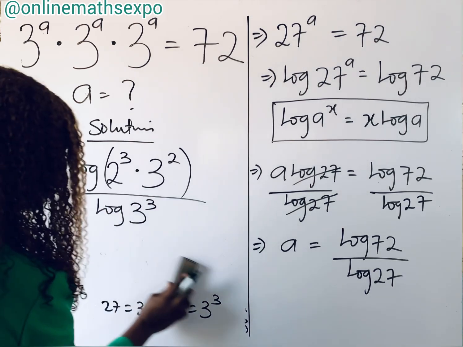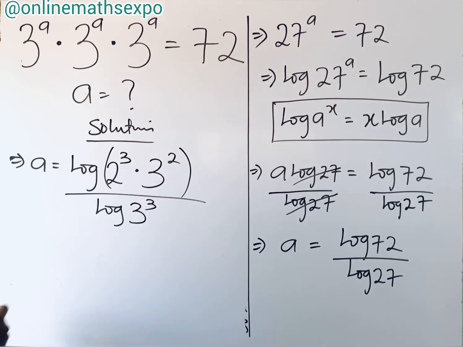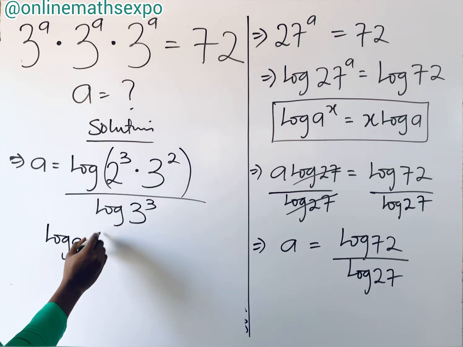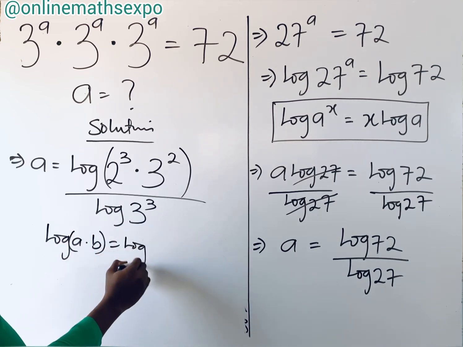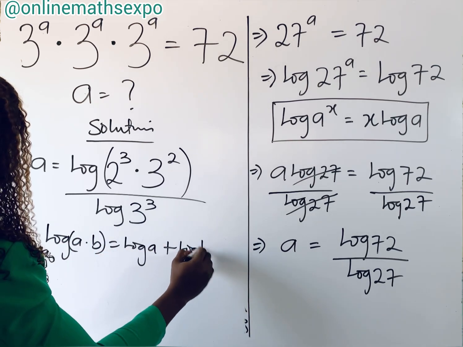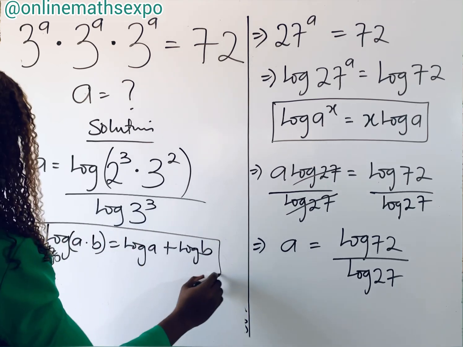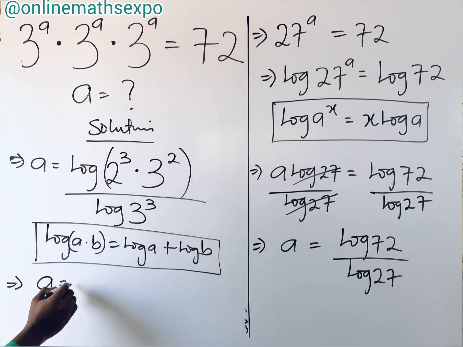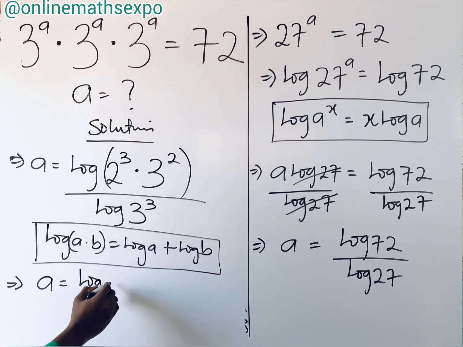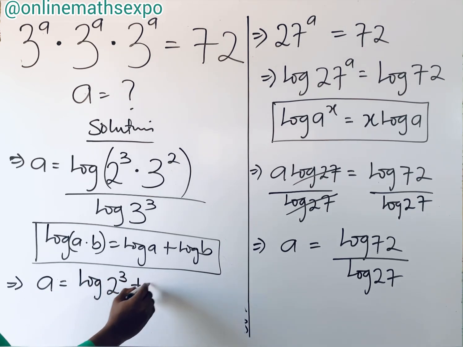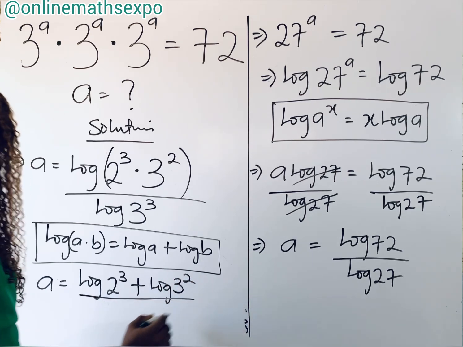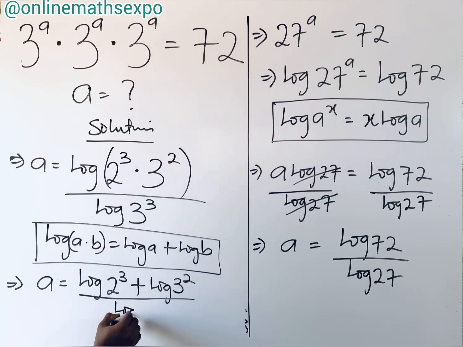Interesting. Now, simplifying it further, just remember for every log of a multiplied by b is equal to log of a plus log of b. So we're going to apply this to simplify. And to do that, we have a is equal to log of 2 to the power of 3 plus log of 3 to the power of 2, divided by log of 3 to the power of 3.